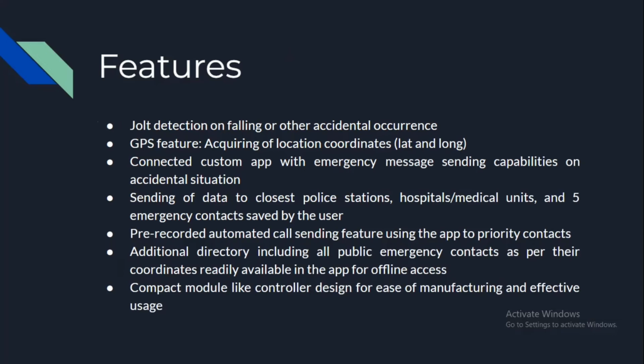Yeah, so now, the features that we are trying to achieve are jolt detection on falling or other accidental occurrences, the GPS feature, which is used for acquiring the locational coordinates, that is the lats and longs, a connected custom app with emergency message sending capabilities on accidental situations, sending of data to the closest police stations, hospitals, medical units, and 5 emergency contacts saved by the user itself.